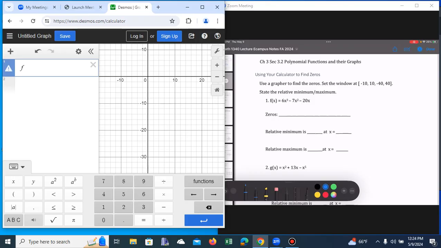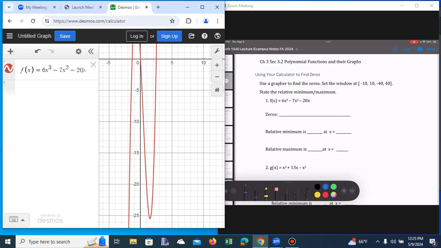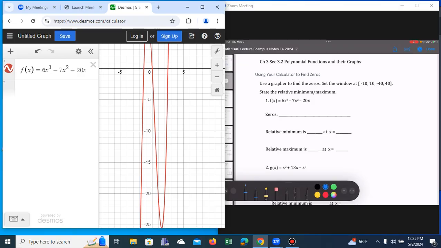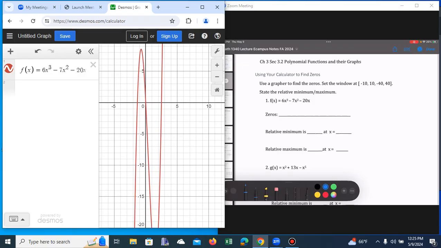So f of x equals 6x cubed minus 7x squared minus 20x. We can see what the graph looks like. We can adjust the window if we need to, but we can see a lot of this. You know what? I do want to adjust the window.